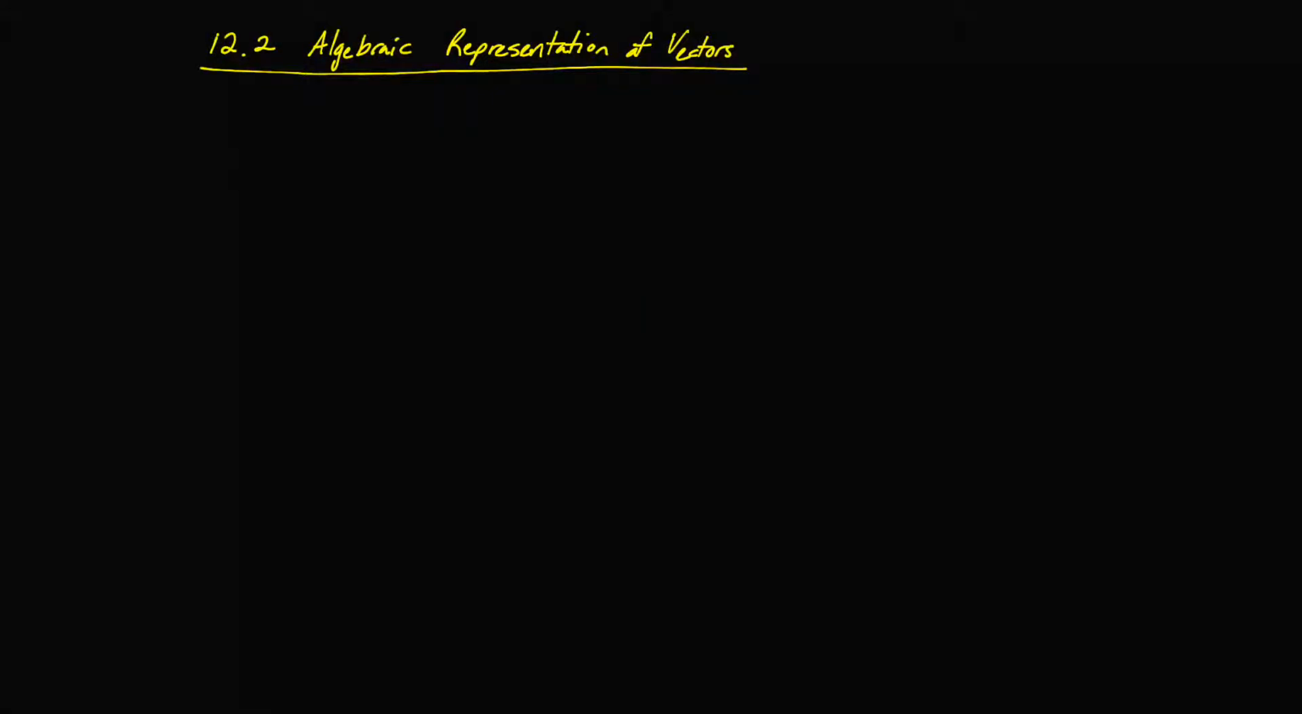Hello class, today we're going to focus on algebraic representation of vectors. We have been working with geometric representation of vectors, and I just want to refresh us on that. We are using arrows that go from tail to head. Let's label this the U vector, and another one here, tail to head, is our V vector.